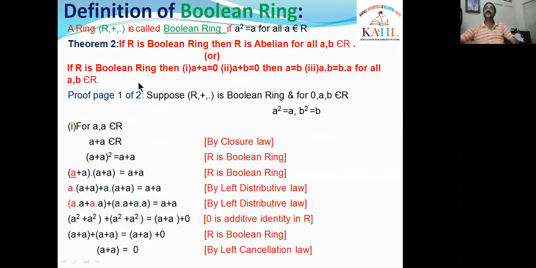You observe that in the first statement, Boolean ring, then abelian. We have to take Boolean ring, then we have to prove abelian. In the second statement, if R is a Boolean ring, then we have to prove three bits. In the third bit, there is the abelian law. But before that, we have to prove two bits, that is a + a = 0. In the second bit, if a + b = 0, then a = b. The last bit, the third bit, is a·b = b·a, which is the abelian condition for all a, b belongs to R.